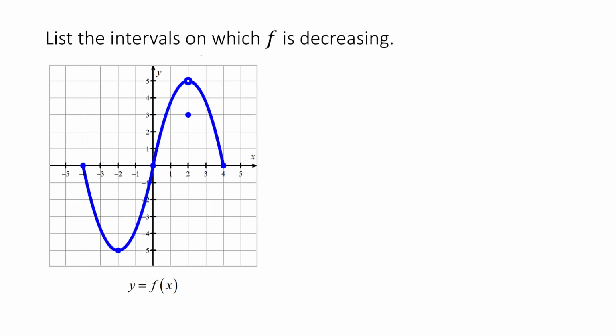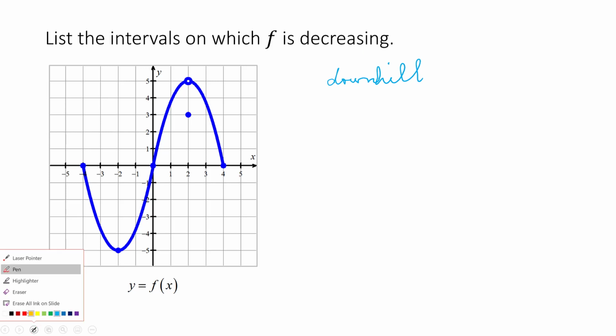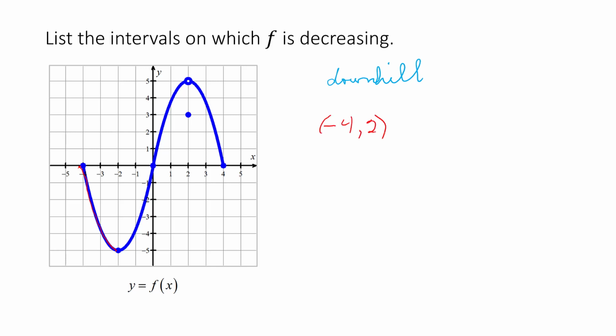Let's look at where the function is decreasing. So if we were walking uphill before, going from left to right, we're going to be walking downhill for decreasing. And I'm going to change colors so this is a little easier to see. So right here, from -4 to 2, we're walking downhill. And then I don't think I want to use the union sign here. So we're talking about intervals of decrease.